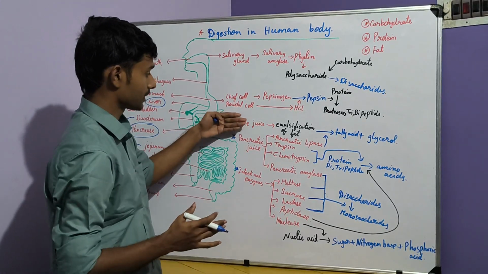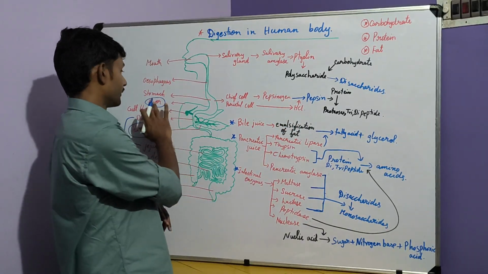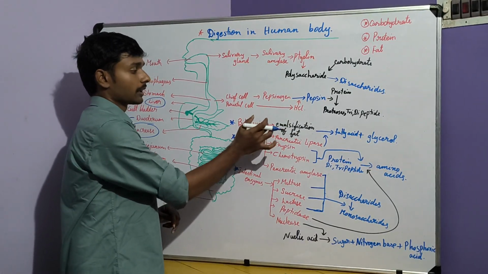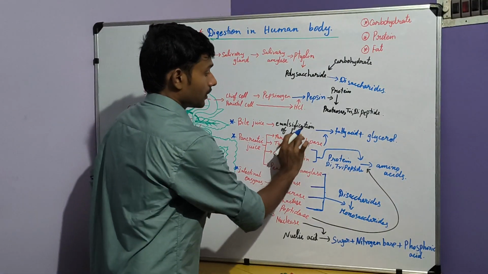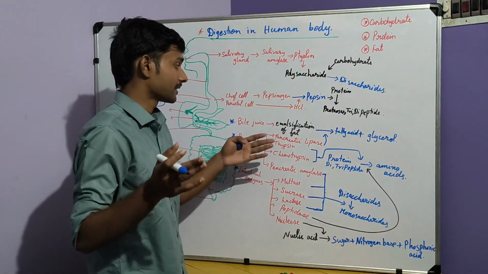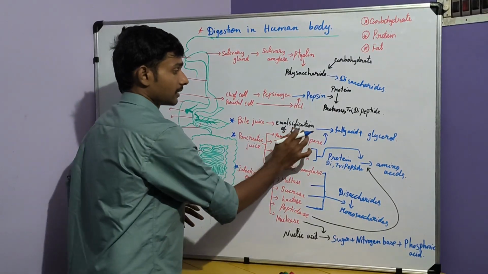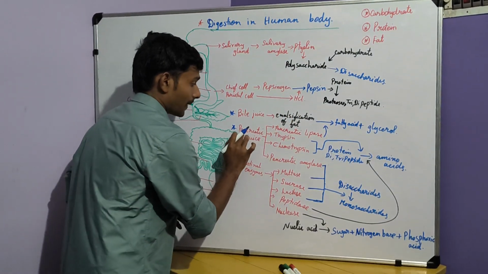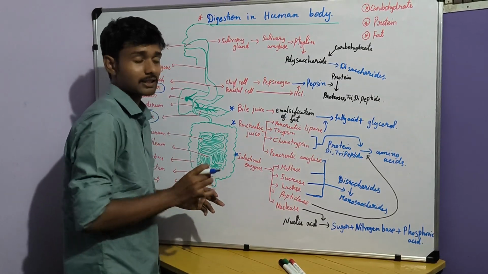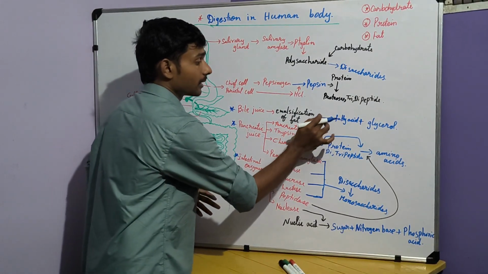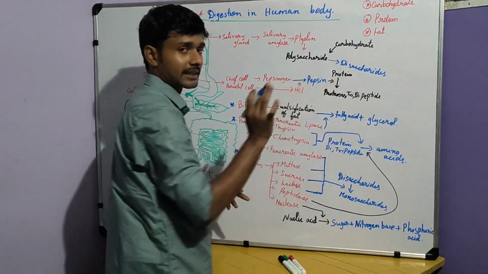Let's see what the enzymes are and what they do. The bile juice is involved in the emulsification of fat. Emulsification breaks the fat into small droplet-like structures. Then in the pancreatic juice, one of the enzymes is pancreatic lipase. This pancreatic lipase breaks down the emulsified fat into fatty acid and glycerol.